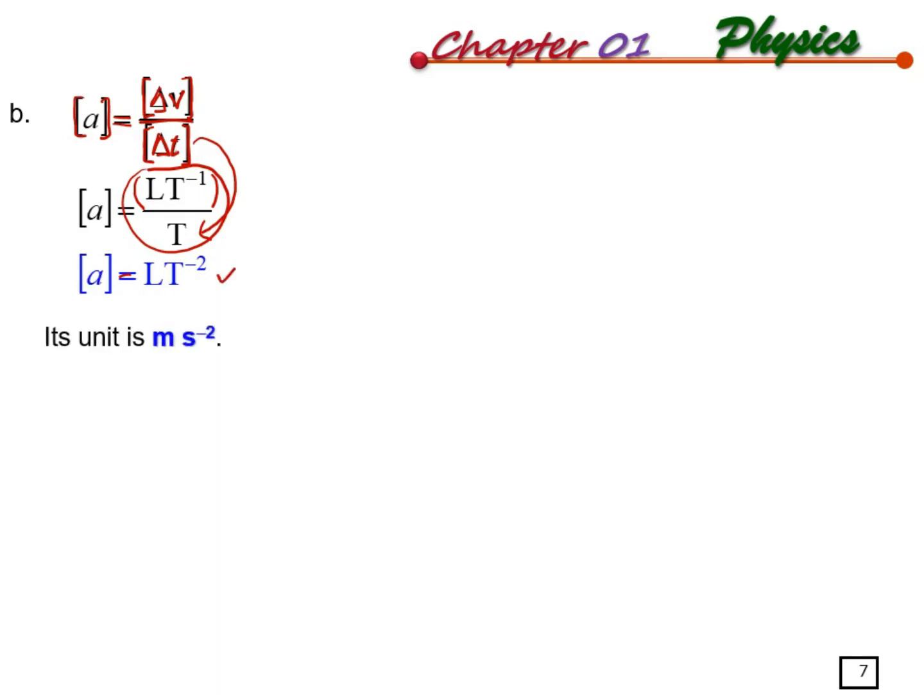So how about the SI unit? So from here, L is referred to length, which is meter, T refers to time taken, so time taken is second. So we get the unit of the expression is meter per second square.